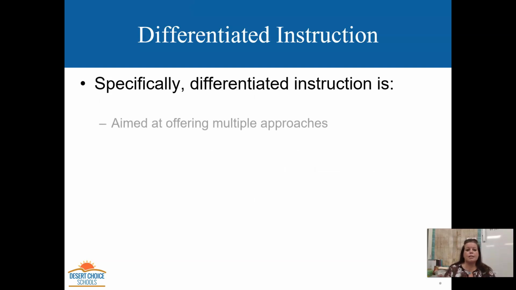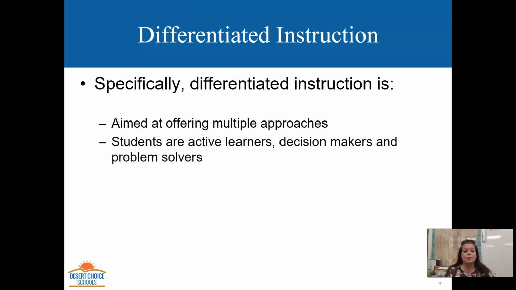Specifically, differentiated instruction is aimed at offering multiple approaches. So we're looking at the multiple intelligences here. You can use them all. You can use the musical, you can use the kinesthetic, you can use the logical, you can use the auditory, you can use all of them, okay? Students are active learners, they're decision makers, they're problem solvers. They're not just passive recipients of information, sitting, listening to a teacher talk all day long, lecturing at them and to them. And they're supposed to just learn. That is not best practices, okay?